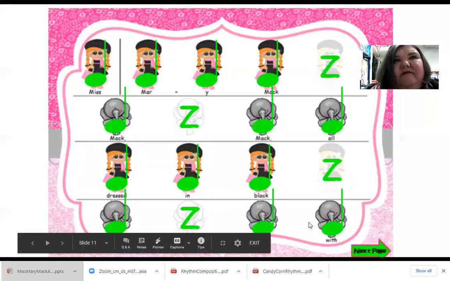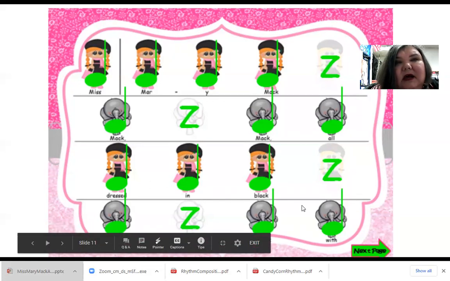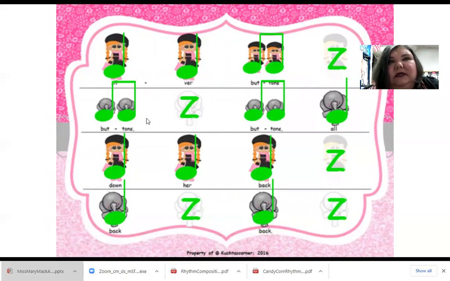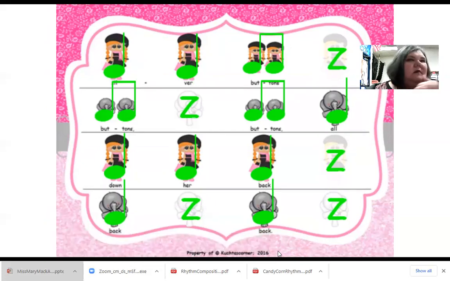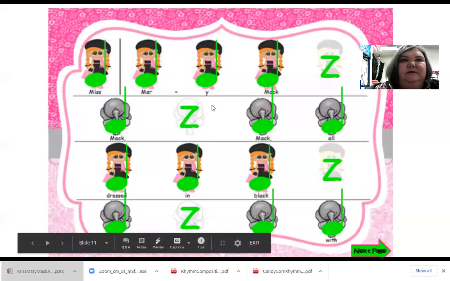Now on this slide, we have symbols. These are quarter notes. They say ta. And notice our rest right here. So ta, ta, ta, ta, ti, ti, ti, ti, ti, ti, ta, ta, ta. All right, these are the eighth notes, and we said ti, ti for those and ta for these.